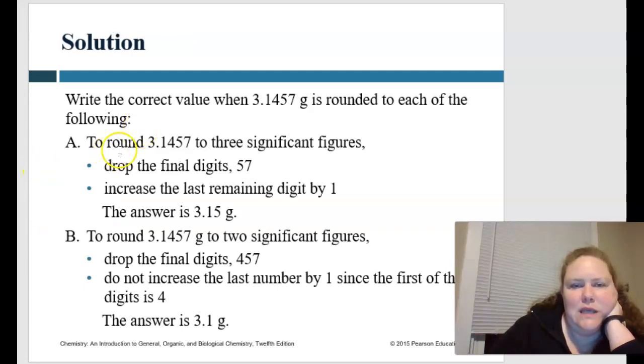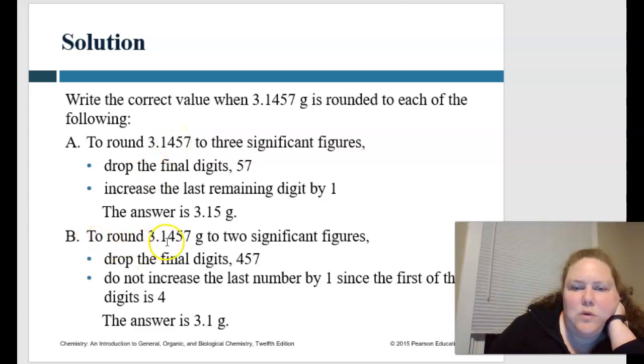Okay, so when we take the first one, 3.1457 rounded to 3 significant figures, we would want to drop the last 2, and since this last one is 5, we'd end up having to increase the third one here by 1. Okay, so it would become 3.15. If this 5 was a 4, then it would stay at 3.14. But since this last number here is 5 or above, that means we have to bump the one before it up 1. Okay.